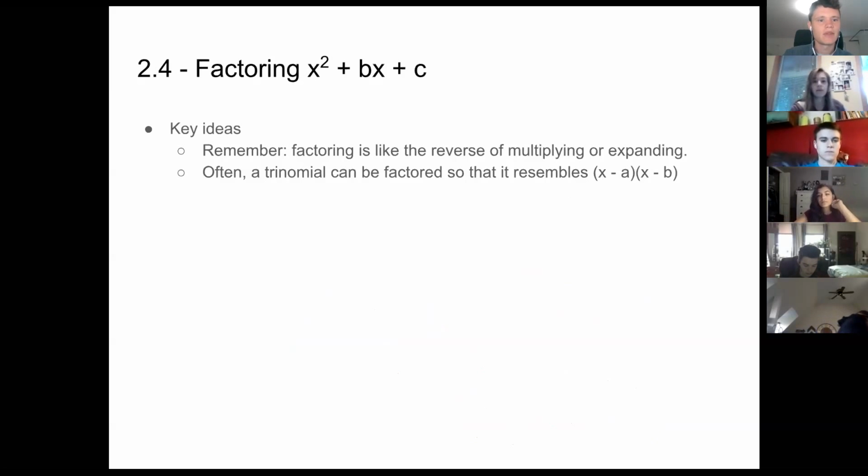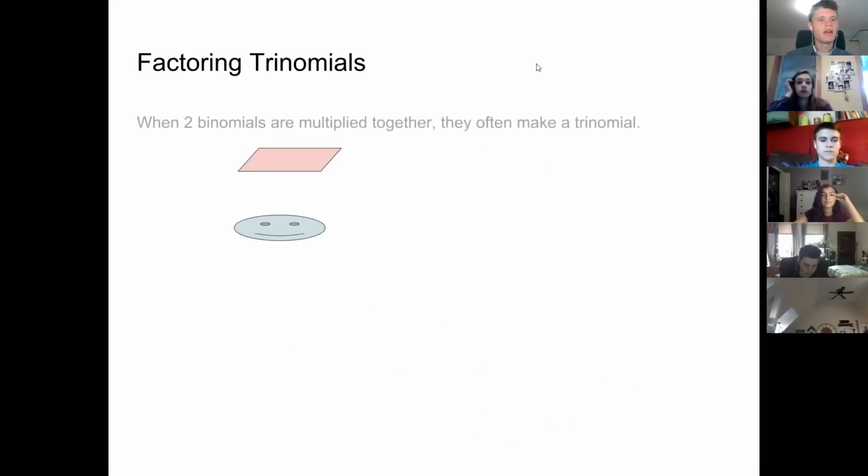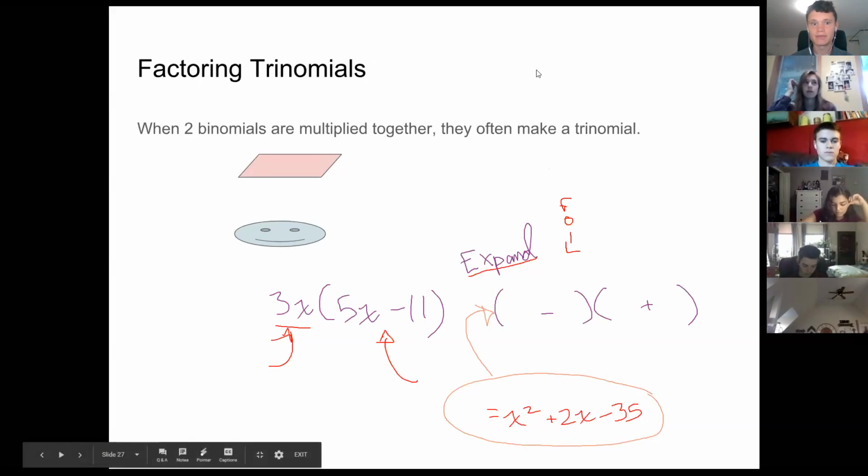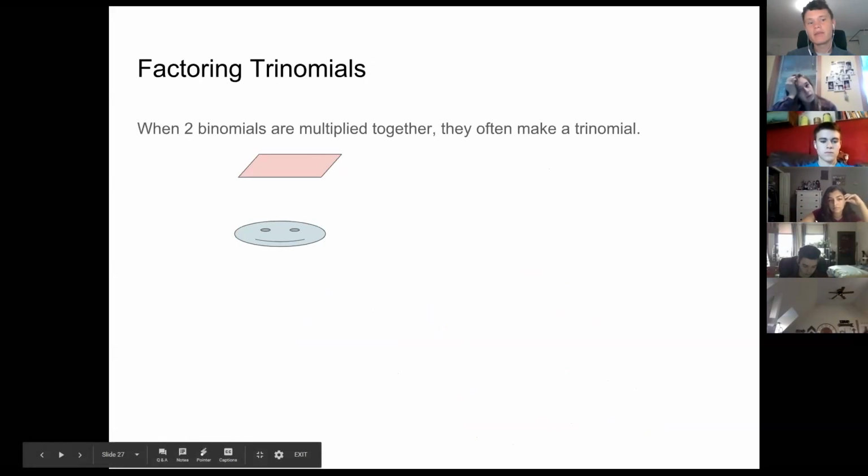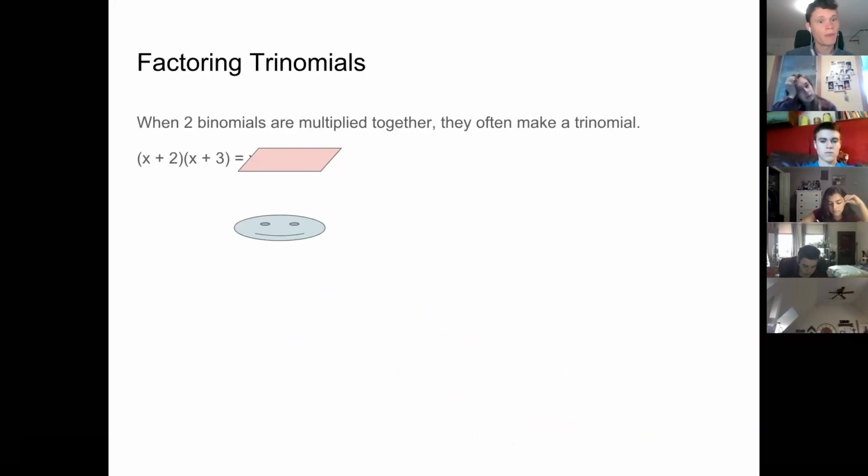Okie dokie. So we got some shapes here. All right. When two binomials are multiplied together, they often make a trinomial. That's what we just witnessed. That's what happened here. We ended up with a trinomial. So for example, let's say we've got x plus 2 and x plus 3. Those are two binomials that are multiplied together. There's an invisible multiplication symbol in between the brackets there.